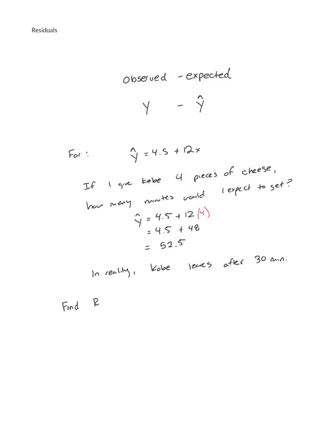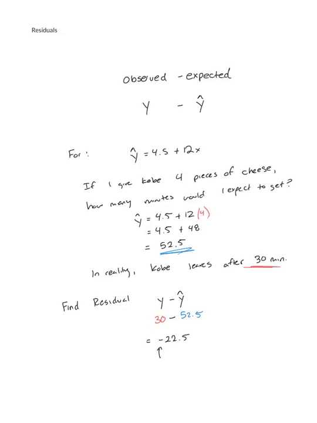To find the residual, I'm going to take y minus y hat. That is my observed minus my expected. Well, my observed is how many minutes he actually stayed, which is 30. My expected is the estimate I made, which is 52.5. So I'm just going to go ahead and take my actual minus my expected. And when I do that, I get negative 22.5.